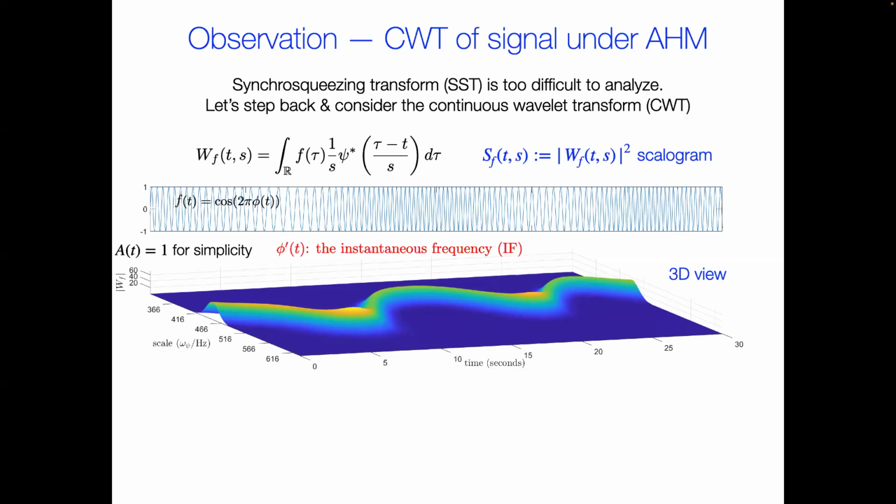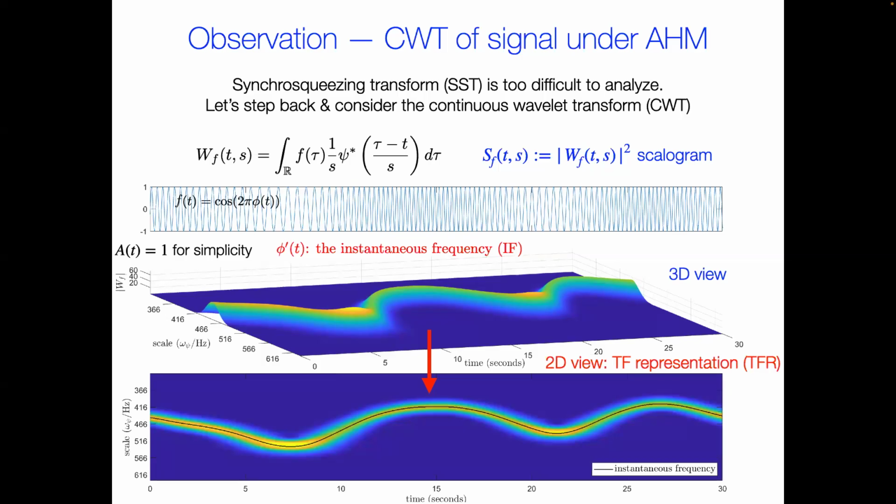And this is the three-dimensional picture of the continuous wavelet transform. This is time, this is scale, and you can see some kind of mountain or some bumps at each time. And you can just shift it, view it from the top, so that you get the time frequency representation, which is an image.